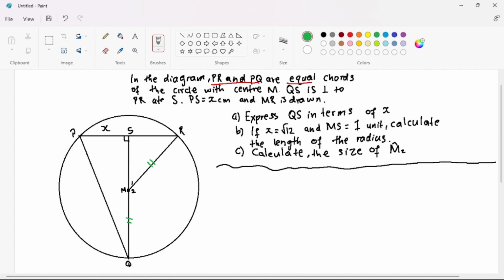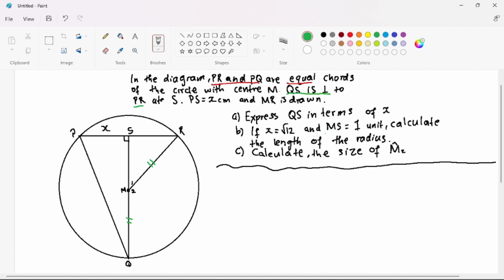And then there's this thing, guys, that they also stated here. They said that QS is perpendicular to PR. We all know that PR is our chord, and then we know that QS, actually we can say QS is almost the same line as MS, right?